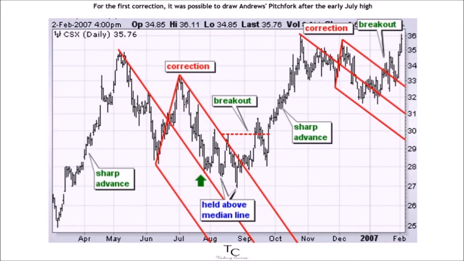For the first correction, it was possible to draw Andrew's Pitchfork after the early July high. Notice that prices did not break the median line in late July. Also, notice that prices held above the median line in August. This showed strength that led to a breakout in September. It was possible to draw the second correction after the early December high. Prices did move below the median line, but soon recovered and this stock broke resistance with a surge in January.